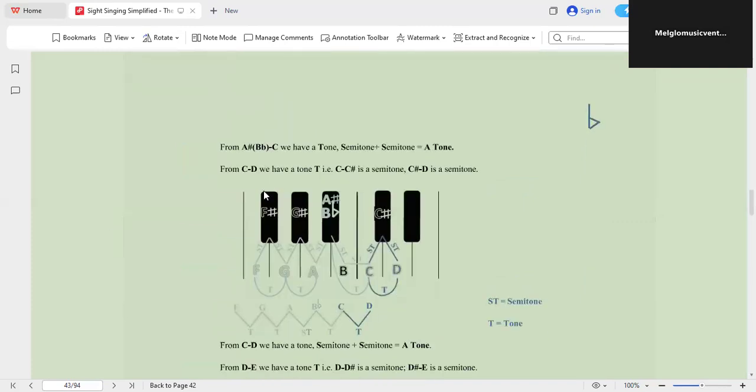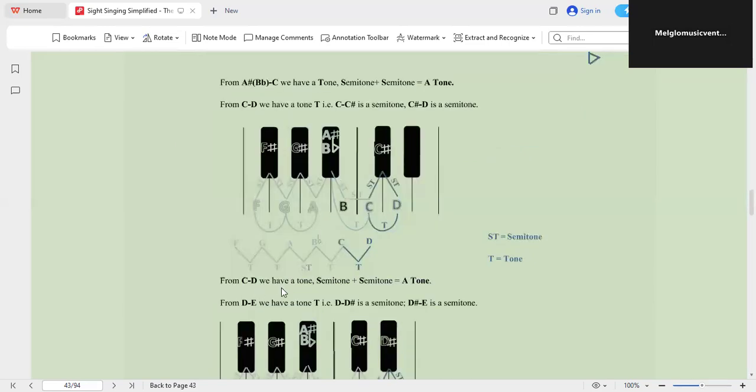So from C now to D, we need a tone according to our major scale pattern. So from C to D, we have a tone, that is C to C sharp is a semitone, C sharp to D is a semitone. So from C to D, we have a tone, semitone plus semitone equals a tone.